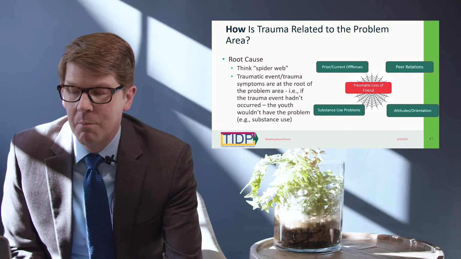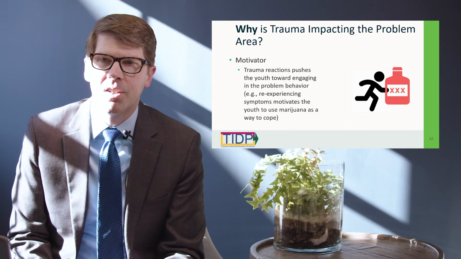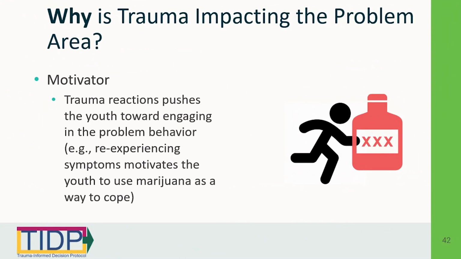Another way to conceptualize impact is to think about why trauma or mental health might be impacting these problem areas. So there are three different sort of why mechanisms here. And the first is a motivator, where the presence of these trauma reactions might actually be pushing a youth towards engaging in a particular problem behavior. An example of that might be those re-experiencing symptoms, those intrusive memories about a past traumatic event may actually be pushing the youth towards smoking marijuana as a way to cope. So the presence of those trauma reactions is actually motivating the youth towards engaging in the problem behavior.